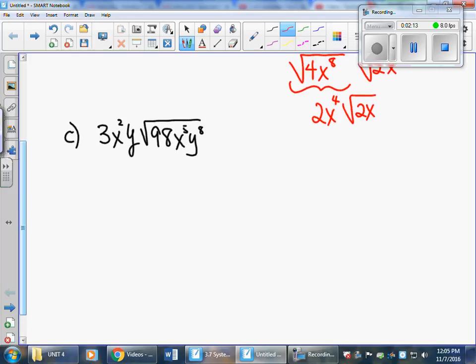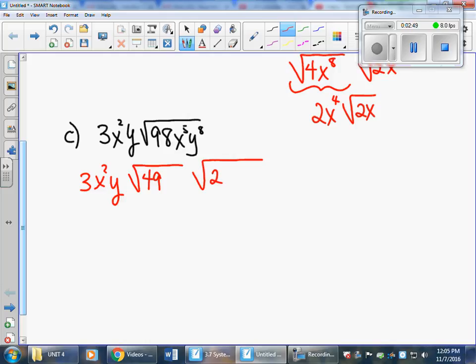All right, so here we have a 3x squared y on the outside of our radical, but we're going to do the same thing. We're going to break this up because 98 is not a perfect square, nor is x to the 5th, so we know we're going to have things left over. So looking at what 98 could possibly be, sometimes just taking your calculator and dividing it by 2, by 3, not by 4 because it's a perfect square, but 5, 7, things like that, you come up with 98 is 49 times 2. So I know 49 is a perfect square, and I know 2 is left over then.